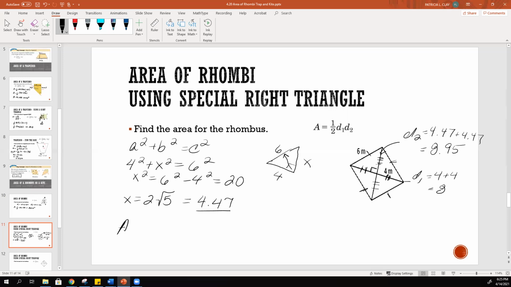So let's plug it all in. 1/2 times 8 times 8.95. And what do we get when we put all that in the calculator? Let me see. We have 8 times 8.95 divided by 2, and we get the area is equal to 35.8 meters squared. Let's not forget the meters squared part. Okay, next question.